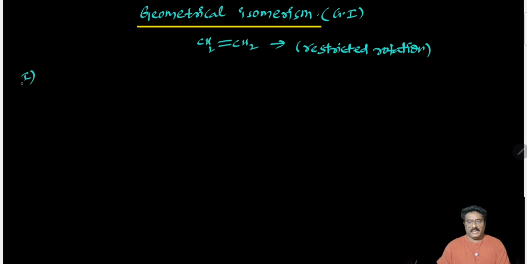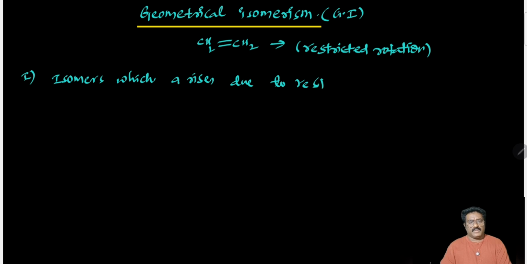The first point: the isomers arise due to restricted rotation. Restricted rotation is present in alkenes, the carbon-carbon double bond, in oximes, carbon double bonded with nitrogen bearing OH, and in rings.